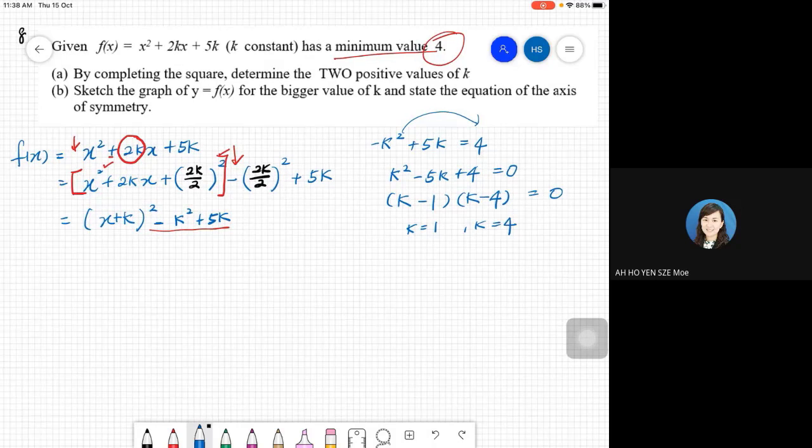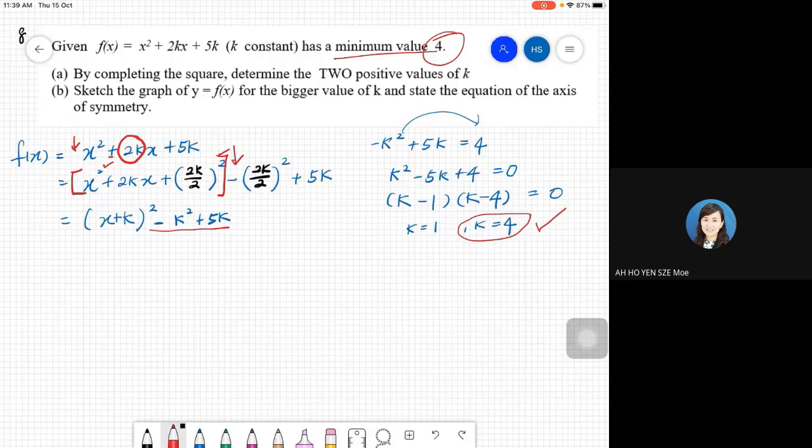So you can see the question said by completing the square, determine the two positive values of k. So we already did the first part, which is to get the two positive values of k. Already got 2 values here. So this one is done for part A. For part B, you need to sketch a graph for the bigger value of k. You have 2 values of k, right? So they want the bigger value. So we choose k equal to 4.